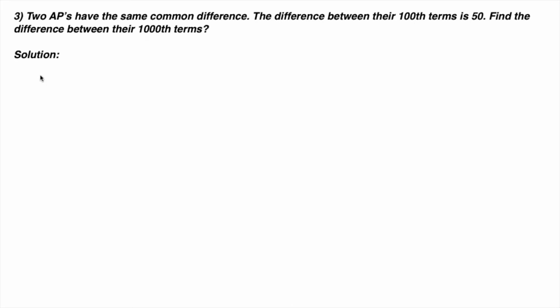Now let's suppose for the first AP, we have the first term as A1. So this I'm writing for AP number 1, and the common difference is equal to D. If this is AP1, I'm writing AP2 here, that is the second series of AP.